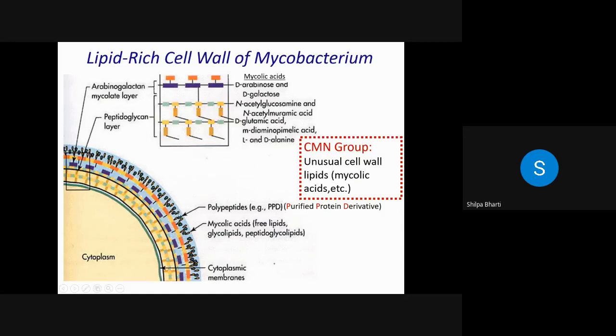and this is the protein cover of this bacteria, a polypeptide, which we call PPD, purified protein derivative, which is actually used in diagnosing this bacterial infection. We will talk about how this purified protein derivative, which is a part of its cell membrane, a polypeptide, a protein, is used to diagnose the infection of this bacteria. Okay.